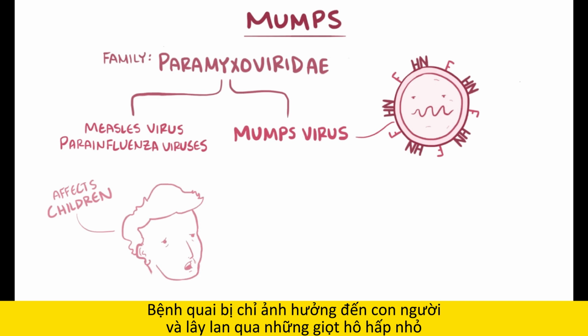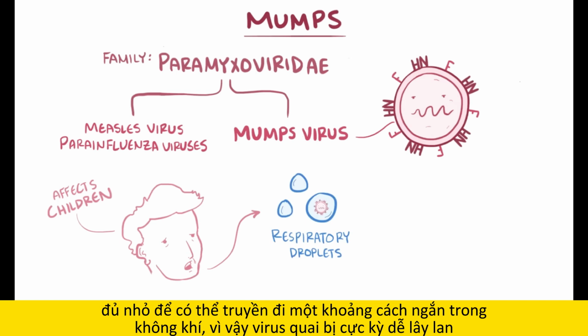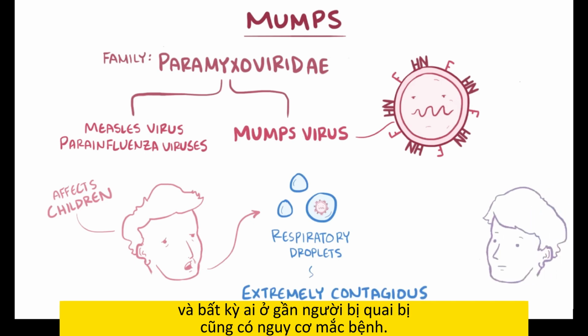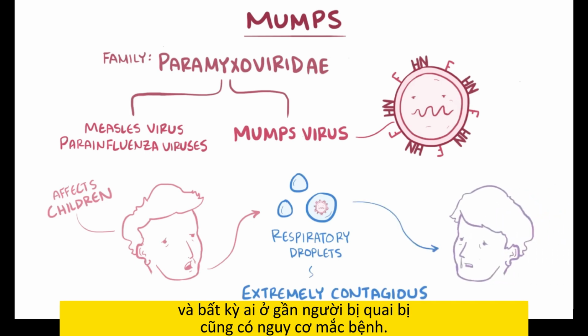Mumps only affects humans and is spread by tiny respiratory droplets that are small enough to be carried short distances in the air. So mumps virus is extremely contagious, and anyone near a person with mumps is at risk for getting the disease as well.